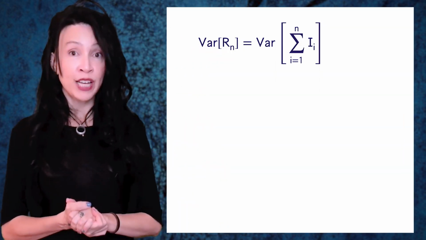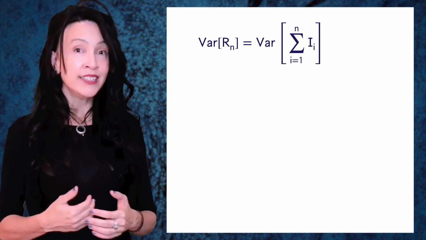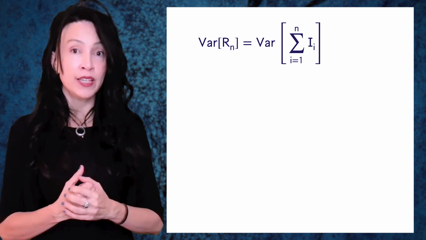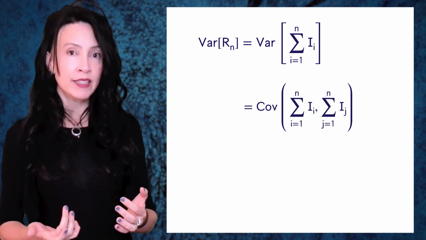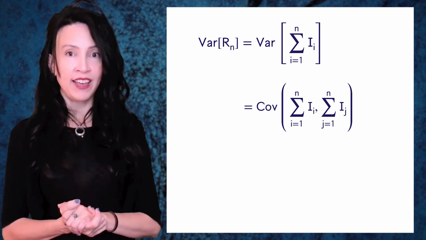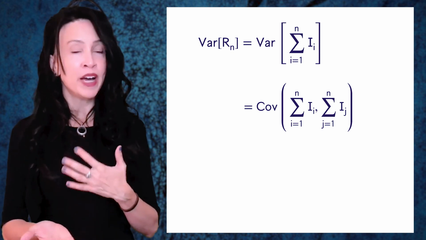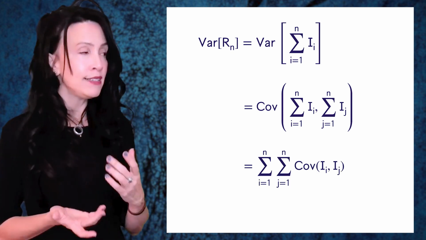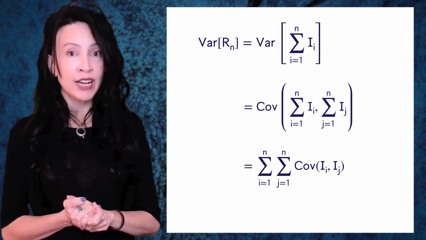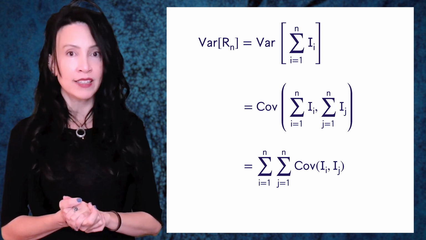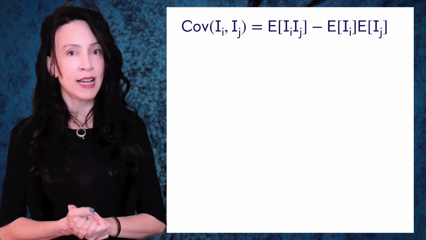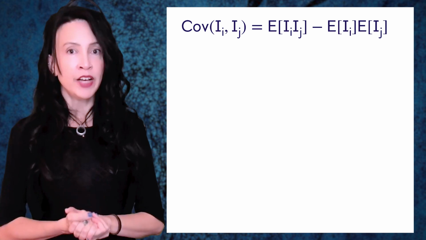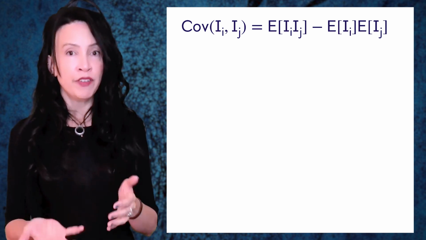The variance of Rn is the variance of the sum as i goes from 1 to n of the I sub i. We talked in the last video about how if you don't know that these are independent, you can't pull the sum out, so we should rewrite this as a covariance of the sum over i and the sum over j. We also talked in the last video about how the sums can be pulled out, so this is the sum over i and the sum over j of the covariance of I sub i and I sub j. One way to compute this covariance is to find the expected value of I sub i times I sub j minus the expected value of I sub i times the expected value of I sub j.